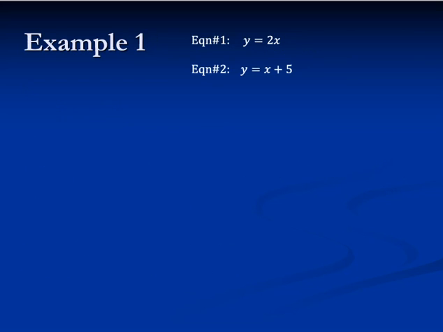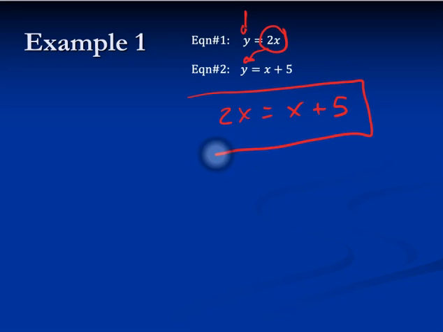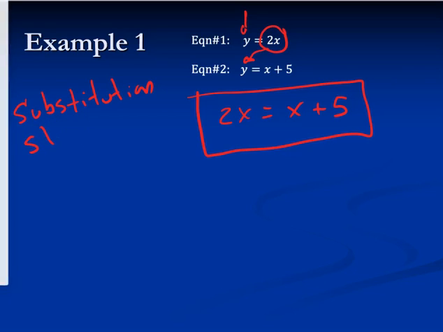So the equation is already solved for y. Because it's already solved for y, it's already solved for one variable. Now anywhere I see a y, I can plug in 2x. So I take the 2x and I plug it in, and it becomes 2x equals x plus 5. This is the substitution step, and the substitution step gives us an equation with only one variable. There's only x variables now.